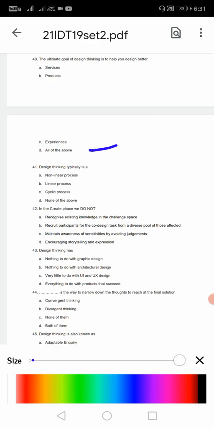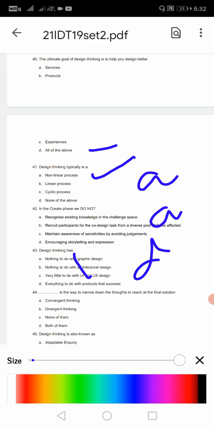41. Design thinking typically is a non-linear process. Obviously, it is repeated, A. 42. In the create phase, we do not. The answer is A, recognize existing knowledge in the challenge space. 43. Design thinking has everything to do with the products that succeed. So these three are not there. It is repeated again. Look at the repetitive questions.